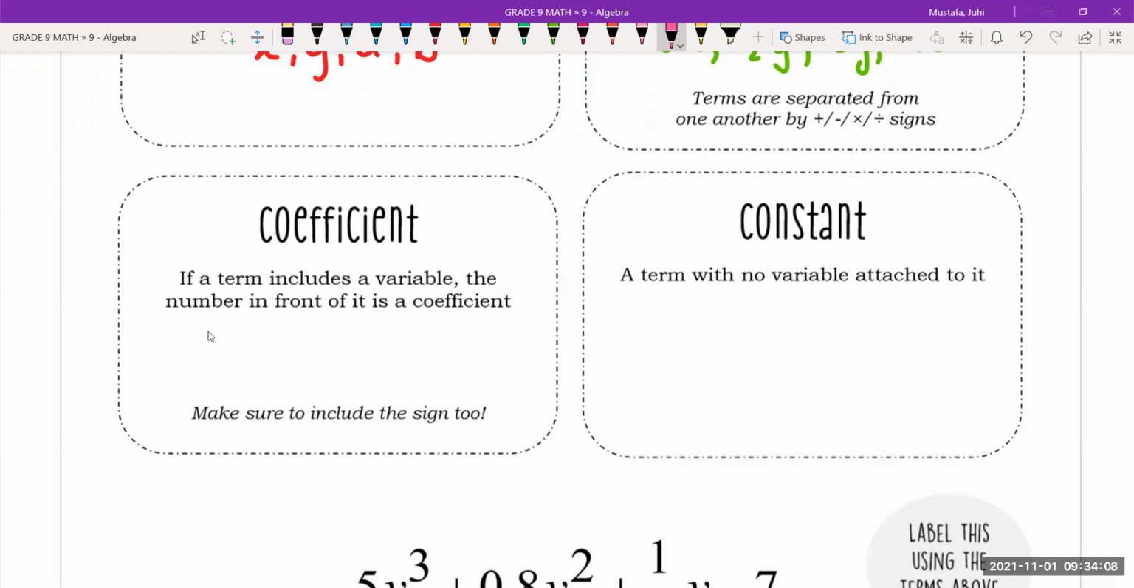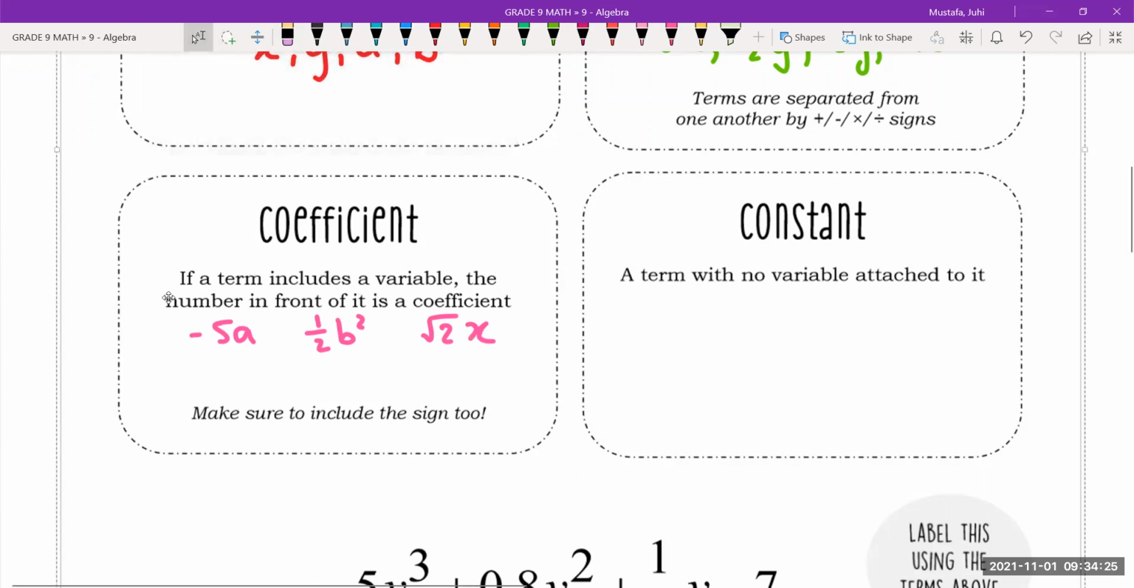So for example, if I give you an example like negative 5a, or a half b squared, or the square root of 2x, let's figure out what the coefficients are.